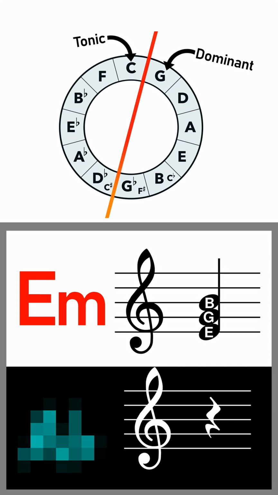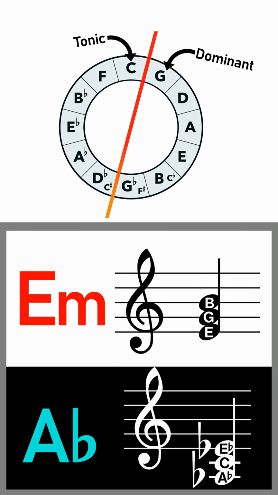So for example, if we wanted to get the negative version of E minor, we reflect the E over to get E flat, we reflect the G over to get C, and we reflect the B over to get A flat, and we have an A flat major chord. So the negative version of E minor in the key of C is A flat.